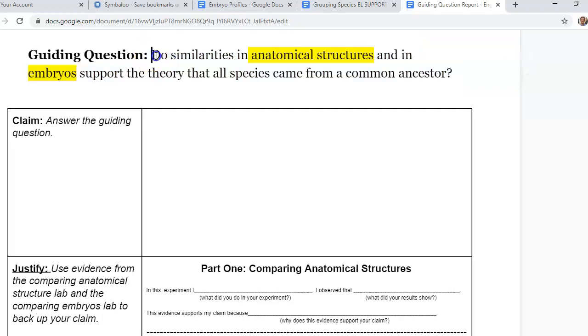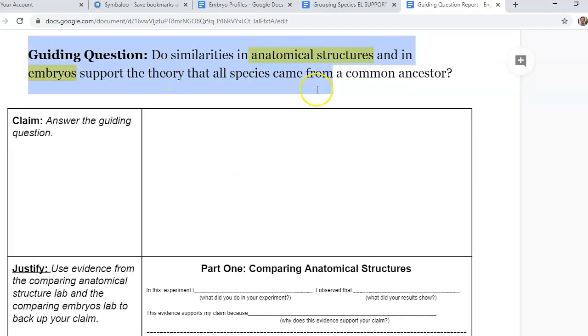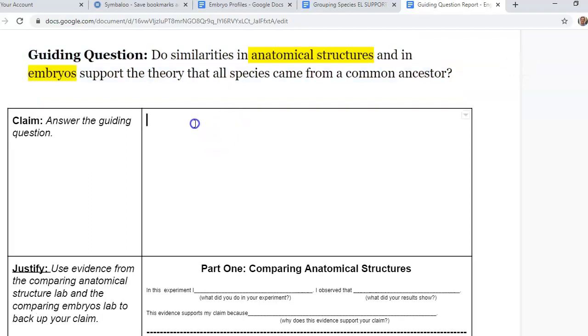So guiding question again: do similarities in anatomical structures, that's what we did on Tuesday, and in embryos, that's what we did on Wednesday, support the theory that all species came from a common ancestor? If you look at the back of your page, the one that's stapled on there, it's all the vocabulary words to help you understand this guiding question. If there are words in this question that you don't quite understand, I would look at those vocabulary words first. Once you understand those vocabulary words, you'll be able to answer that guiding question.